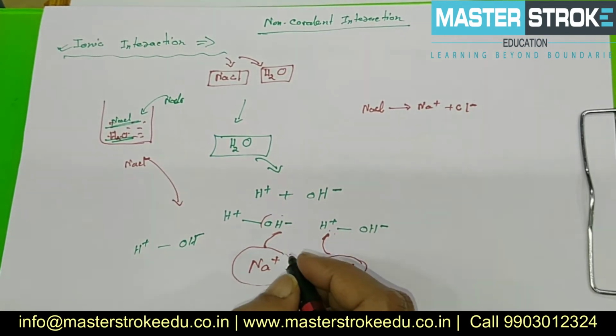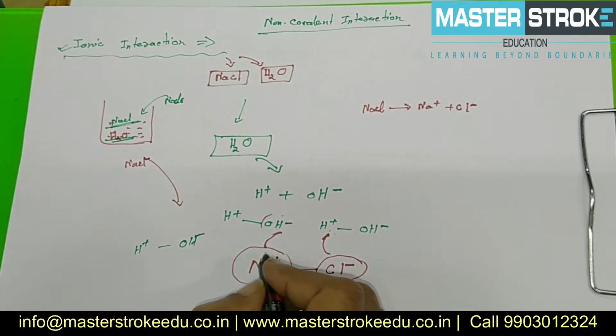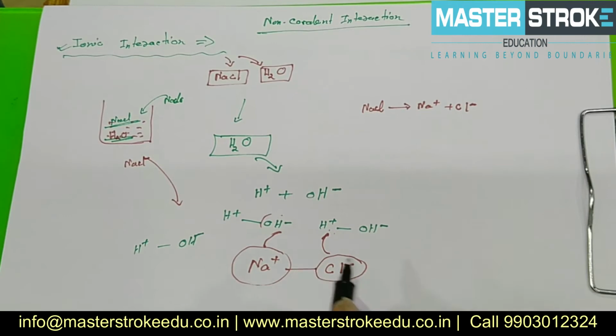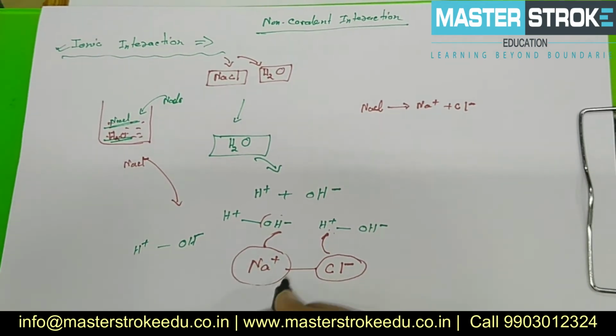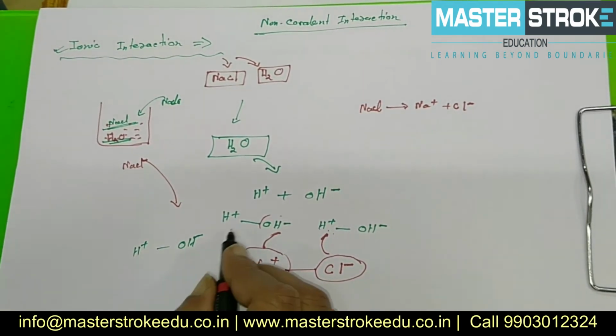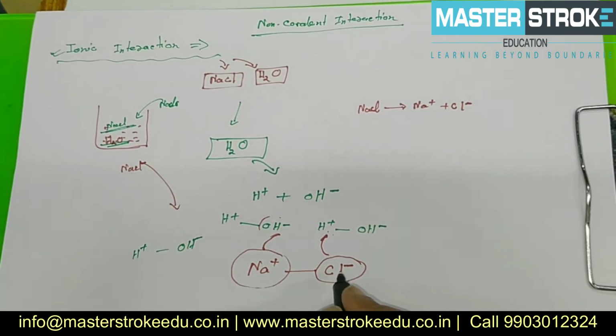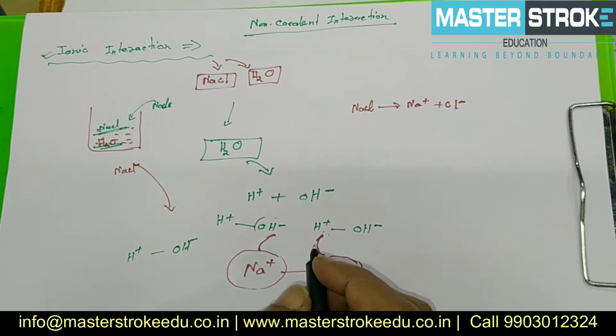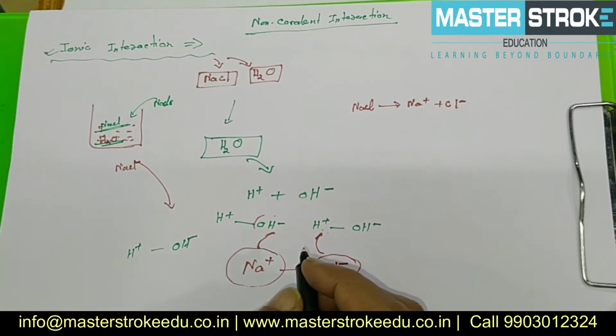But here we can see that sodium chloride and H plus OH minus are different ionic compounds. Here the sodium is interacting with the OH minus, while the chloride is interacting with the H plus. Such kind of interaction is known as the ionic interaction.